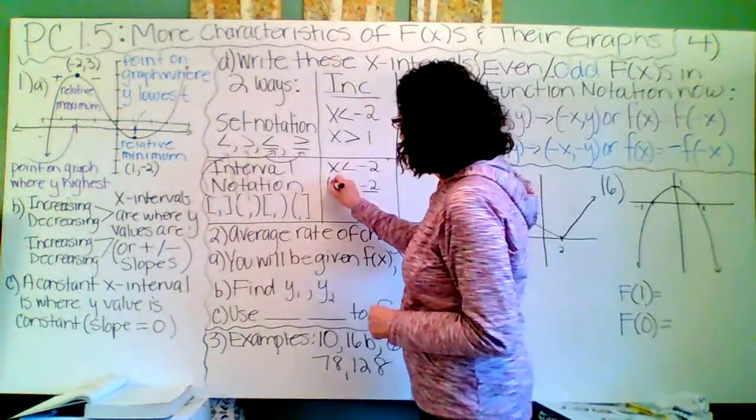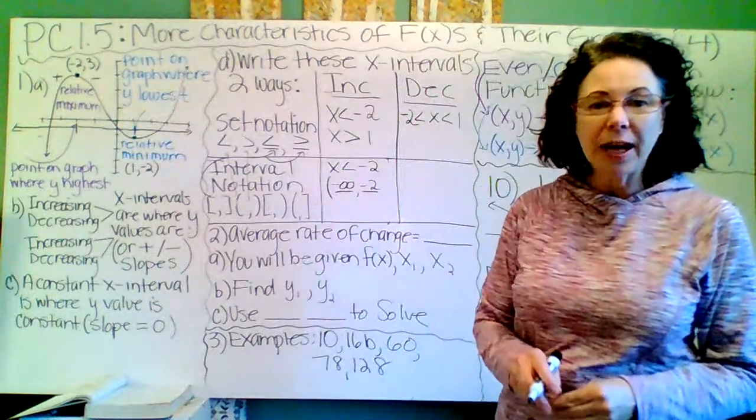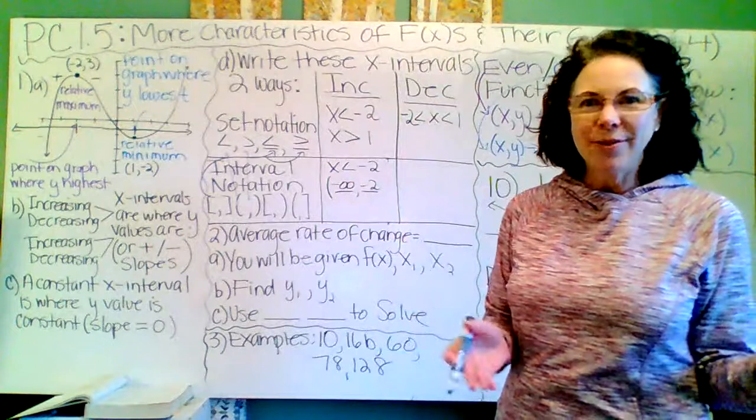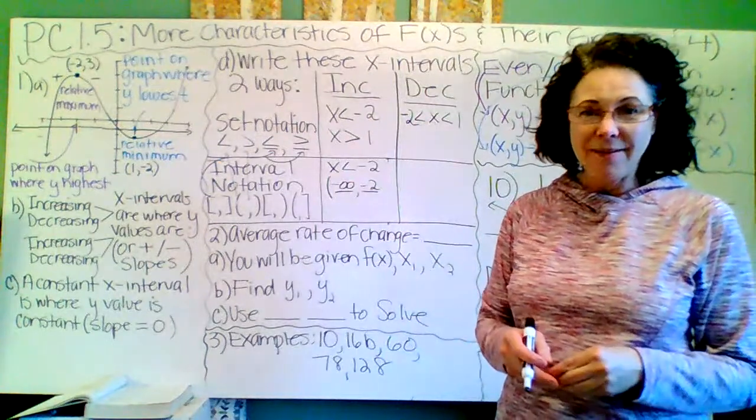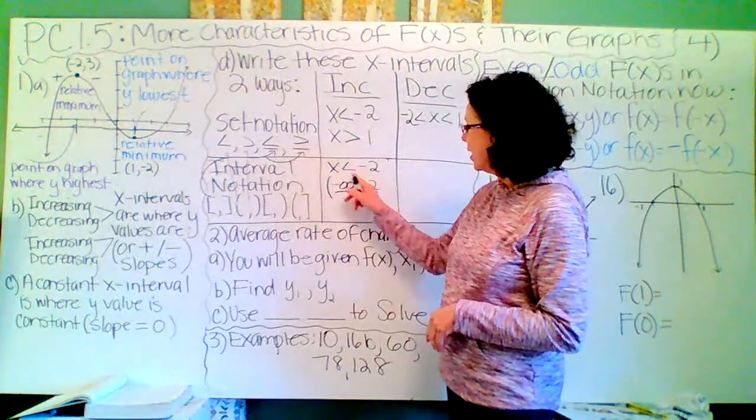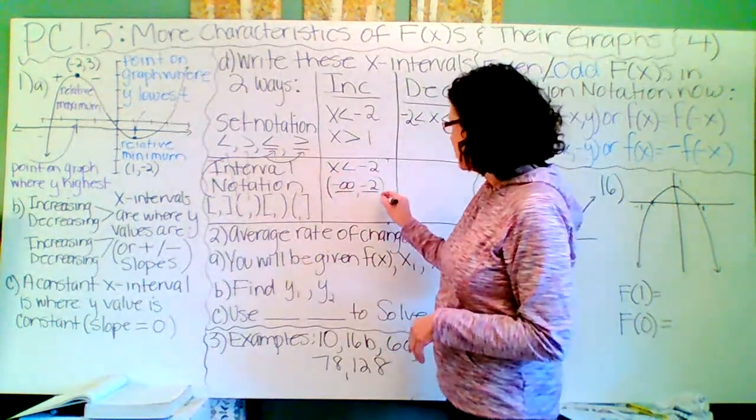How do I know whether to put parentheses or brackets? You always have to put a parenthesis on positive or negative infinity because you can't possibly equal positive or negative infinity to put a bracket on it, okay? How do I know if I have a parenthesis on negative 2 or a bracket? I don't see an equal sign, it is a parenthesis.